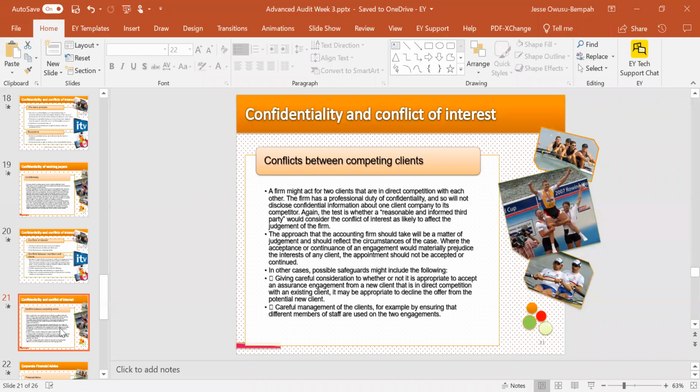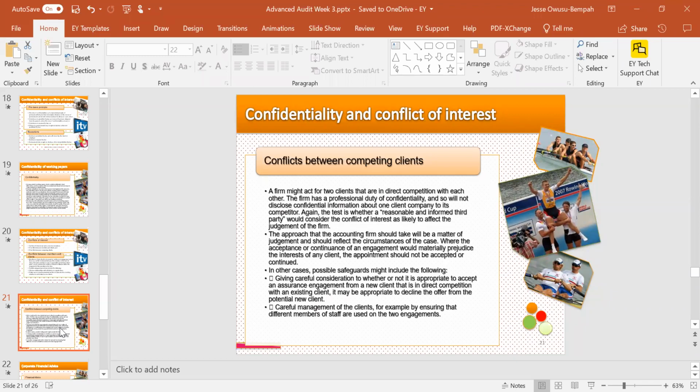So the approach the accounting firm should take will be a matter of judgment, because what you want here is to handle the two clients without any interference. If you see that accepting one client will make you prejudiced towards one, then you probably shouldn't accept the engagement. For example, a possible safeguard is that anytime you have a situation like that, you should carefully consider it as an auditor.